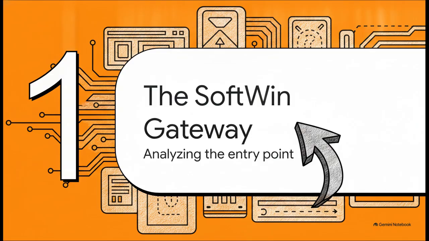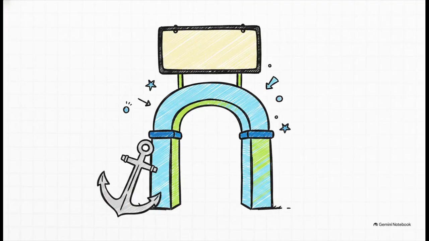Section 1. The SoftWin Gateway. Let's analyze this entry point. Okay, we're starting by isolating the primary directive, sign in to SoftWin. This literal phrase is the absolute anchor. In UX architecture, think of this as the digital sign above the door. It instantly removes any ambiguity, right? It totally grounds the user and establishes exactly what action is expected to happen next.